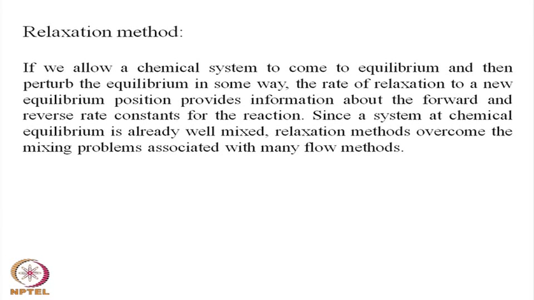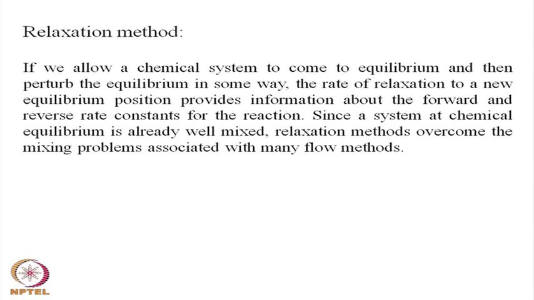There is another method which is called the relaxation method. For studying fast reactions, if we allow a chemical system to come to equilibrium and then perturb that equilibrium in some way, maybe suddenly you do a rapid temperature change, maybe you rapidly apply pressure, or maybe you change the volume very fast. In some way you change the equilibrium. The rate of relaxation to a new equilibrium position provides information about the forward and reverse rate constants for the reaction. And since a system at chemical equilibrium is already well mixed, the relaxation methods overcome the mixing problem associated with any flow methods.